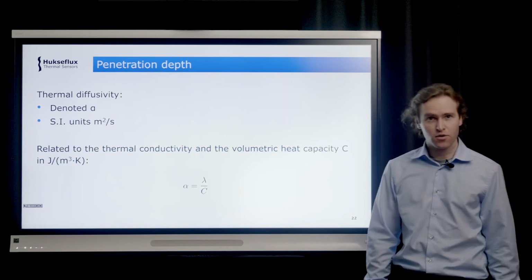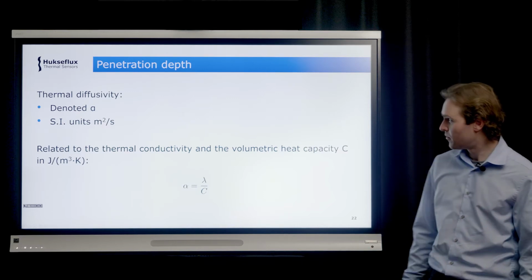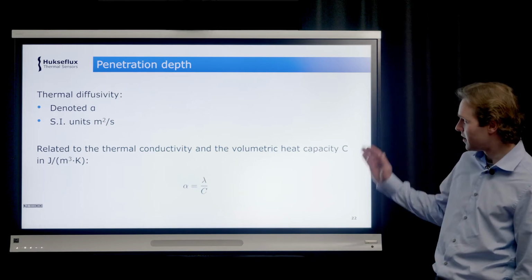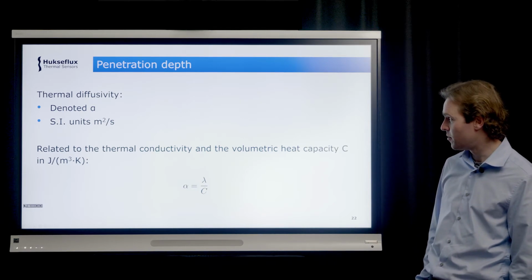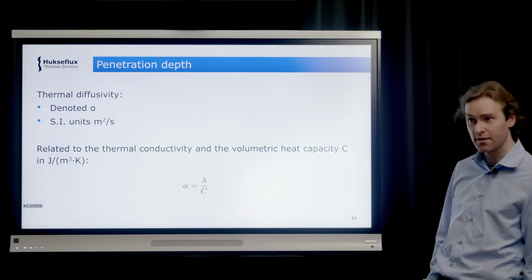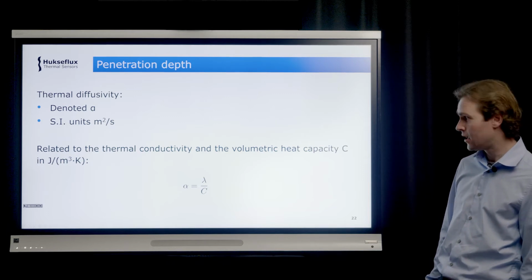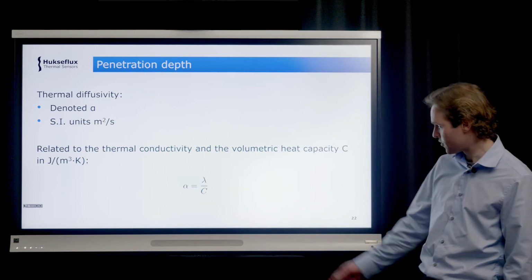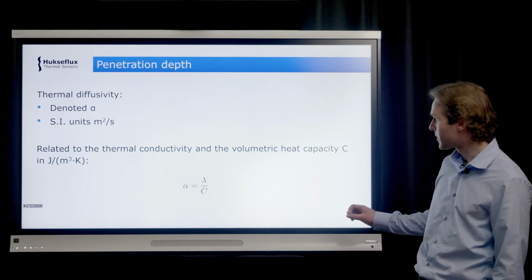Okay, then it's good to think a bit about how deep the heat penetrates into the material. To discuss that, I need to introduce another material constant: the thermal diffusivity. It's denoted alpha and has SI units of meter square per second. The thermal diffusivity is related to the thermal conductivity and the volumetric heat capacity, in joule per cubic meter per Kelvin, of the material. It's simply thermal conductivity divided by heat capacity.